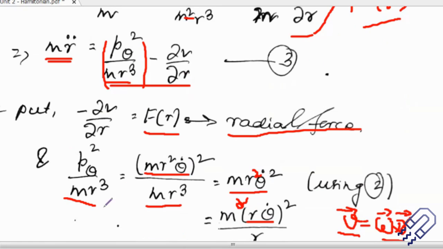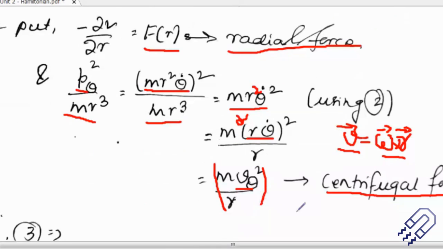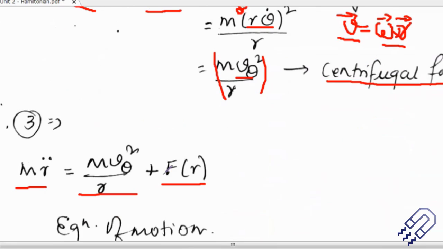And when I write it down, I think about it. Then I say, okay, P theta, let's replace. P theta we have already found out to be M R square theta dot, and we already know it, even if it's not given. So you can just simply write it down and do the maths, and see that this is nothing but the centrifugal force. All are connected, right? So we have put it here.